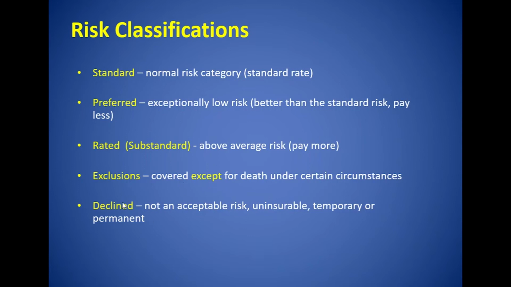Now, the last risk classification is declined. They have assessed your risk and determined it not to be an acceptable risk. So you are uninsurable with that company. Declined and uninsurable mean the same thing. Now, by the way, they might say to you that this declining is a temporary one.